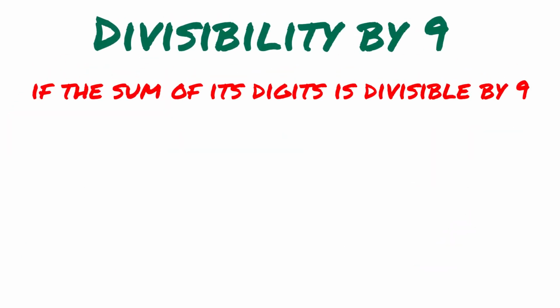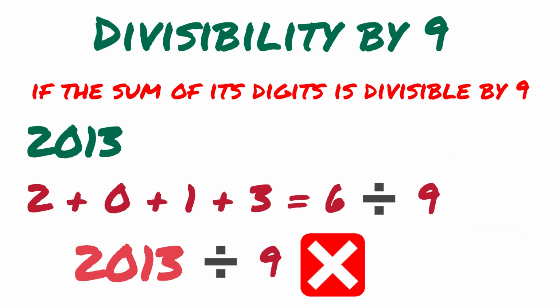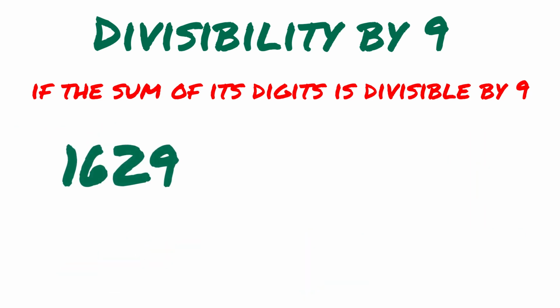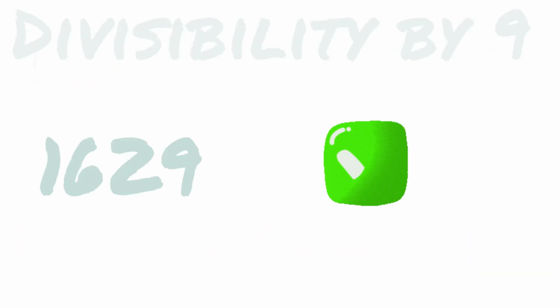Divisibility by 9. The rule for divisibility by 9 is similar to the divisibility rule for 3. That is, a number is divisible by 9 if the sum of its digits is divisible by 9. For example, consider the number 2013, as the sum of its digits is 6, which is not divisible by 9. Hence, 2013 is not divisible by 9. But the number 1629 can be divisible by 9 as the sum of its digits is 18.